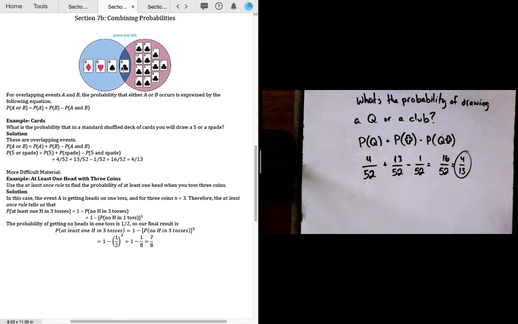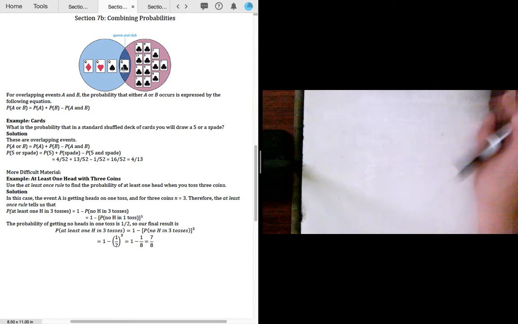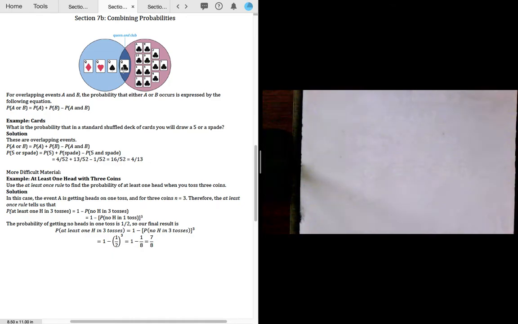The last example we'll do from set 7B talks about the at least rule. I put it in here and I even labeled it as more difficult material because it pops up in the homework, but I highly doubt I would ever examine you on this style of question. What it asks is, the at least one rule goes back to what we talked about in 7A.